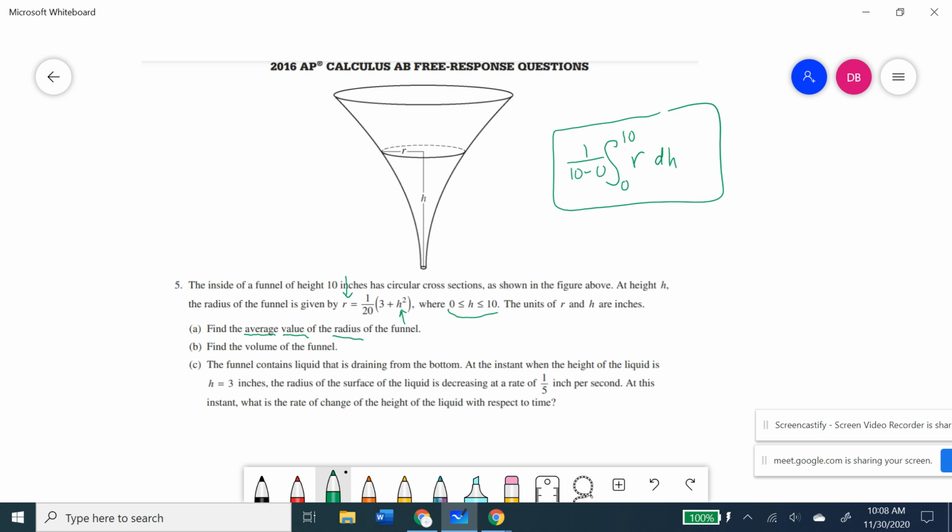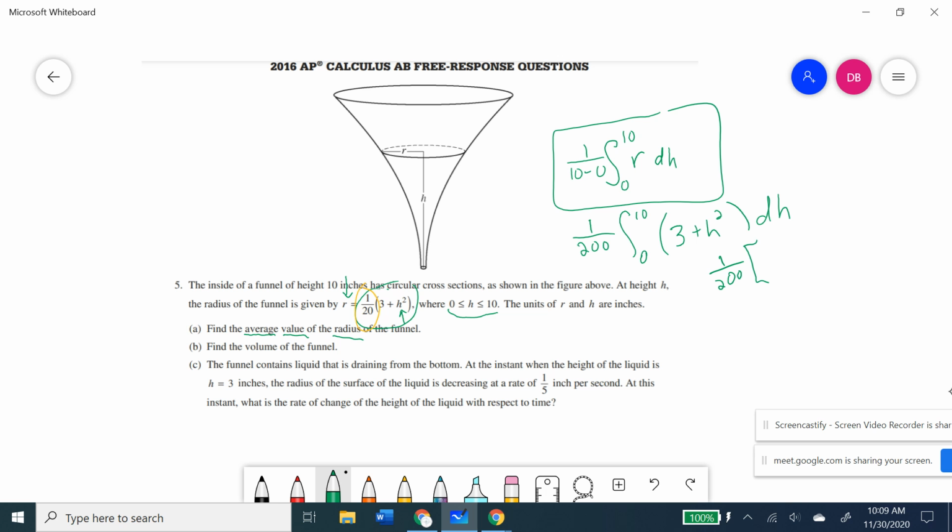And so from there, you don't have a calculator, and it said to find the average value. You have to go through the whole thing. So bringing the actual function r in with the whole thing, I have 1 over 10 times this 1 over 20, and I'm putting them together as a constant multiple. So 200 altogether in the denominator. From there, I'm integrating 3 plus h squared with respect to the variable h.